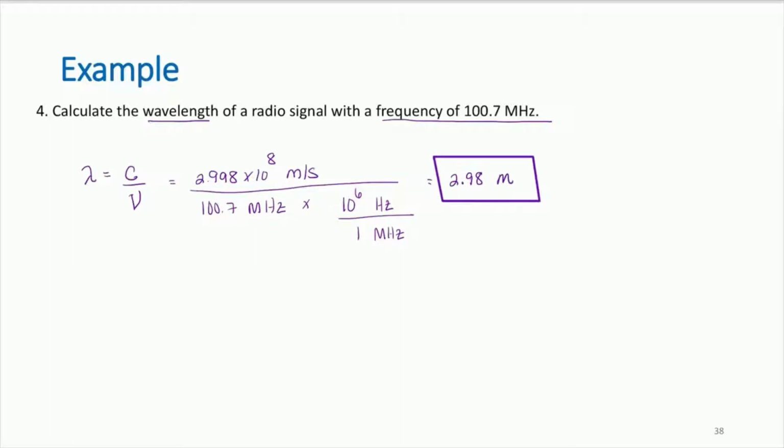Radio signals are pretty long, relatively speaking. If you remember the electromagnetic spectrum, they're on the long, low energy side, so it makes sense that it's a longer wavelength.